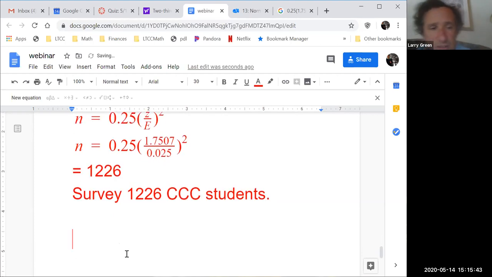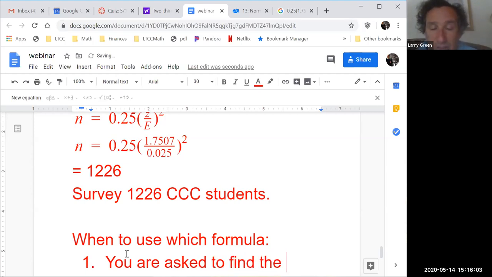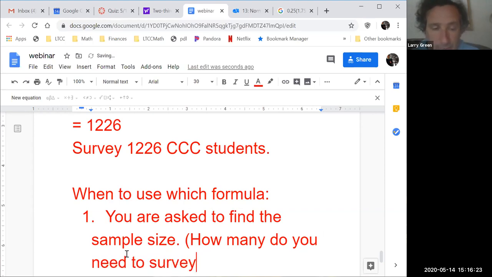All right, so I just want to note, because this is the hard part for most people, is when to use which formula. So the first thing is you are asked to find the sample size. Okay, which is different than asking to find the confidence interval. This is how many people. So that's like how many do you need to survey? That's a typical way of asking that, okay? It won't always be exactly word for word, but similar idea.